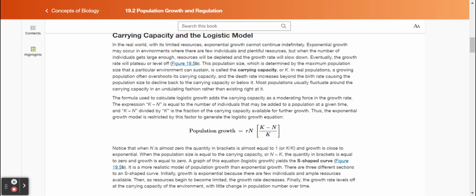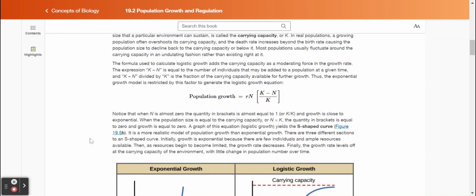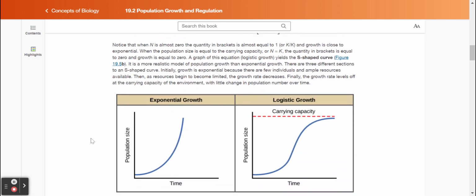Notice that when N is almost 0, the quantity in brackets is almost equal to 1, or K divided by K, and growth is close to exponential. When the population size is equal to the carrying capacity, or N is equal to K, the quantity in brackets is equal to 0, and growth is equal to 0. A graph of this equation, logistic growth, yields the S-shaped curve. It is a more realistic model of population growth than exponential growth.